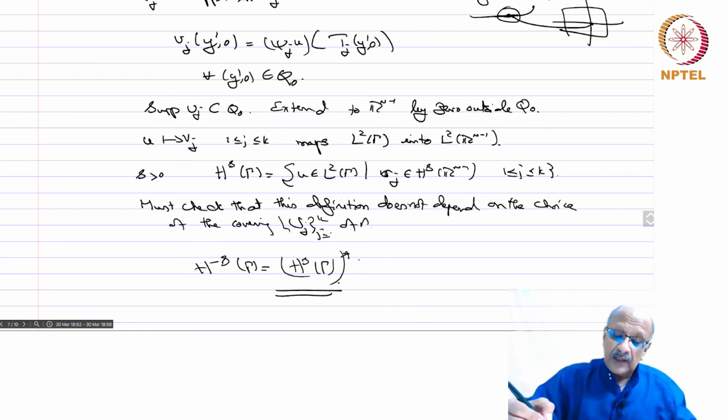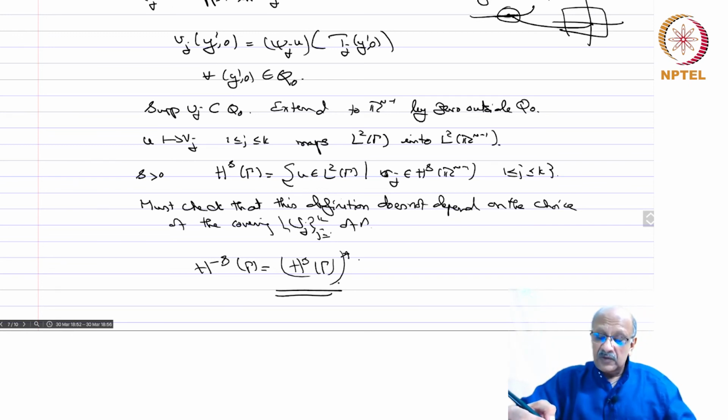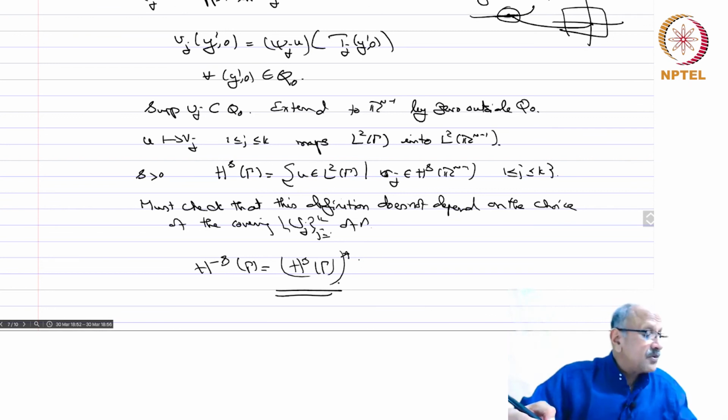You can do it for other p also. We've done it for p equals 2, and in a similar way you can easily do it for other p's as well. Now these are called the trace spaces, which we will use when studying boundary value problems later on.